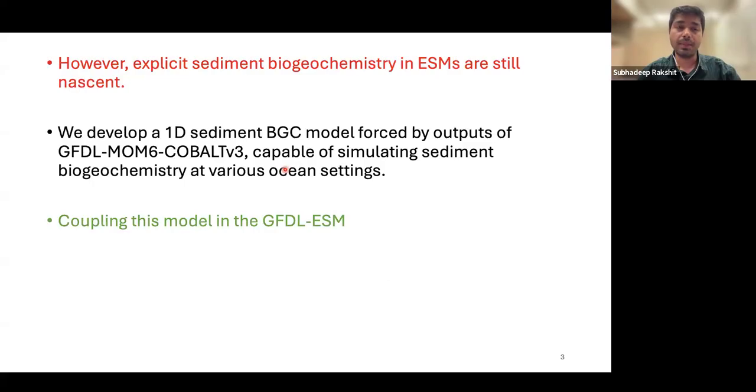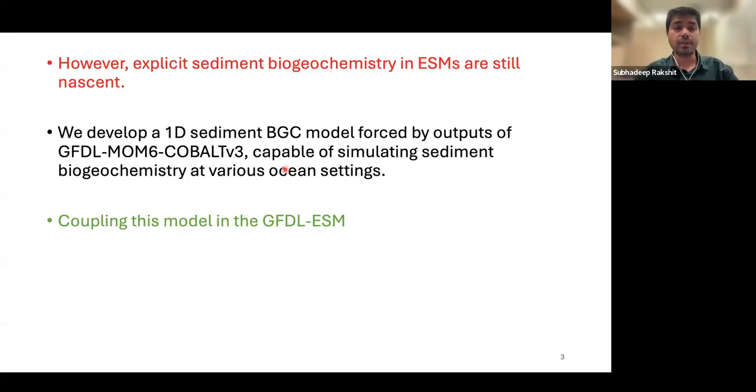So, however, there has been a lot of sediment biogeochemical modeling work, but the explicit representation of sediment biogeochemistry within ESMs is still at its nascence.